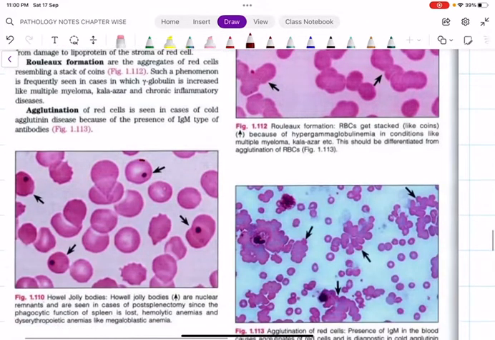See, you can see, in RBC, you can see a single spot. So the single spot, that is the nuclear remnant. Whereas that is punctate basophilia or basophilic stippling, it is nothing else but ribosomal RNA remnants.